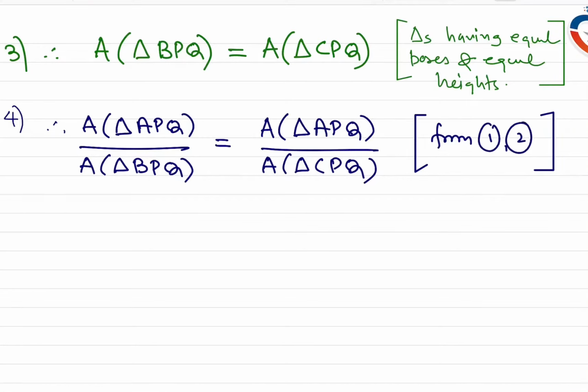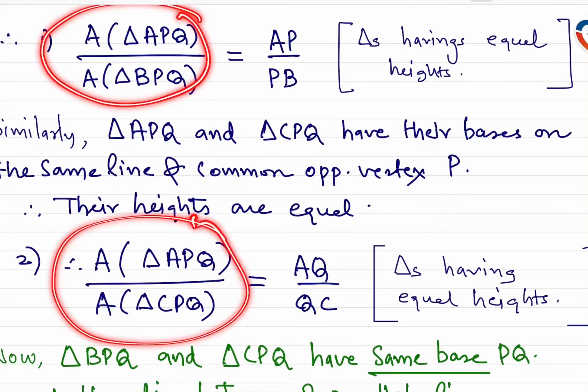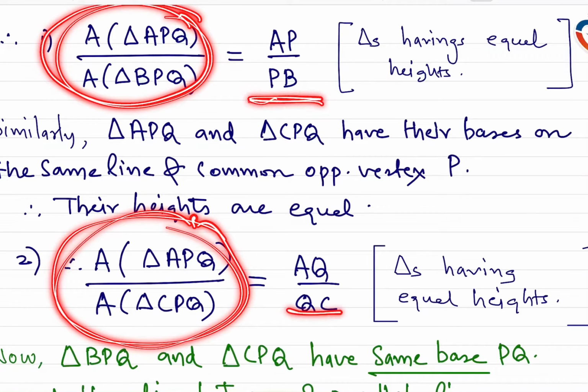From steps 1, 2 and 3, right? So in 1 and 2 the numerators were same and the denominator same in 3. So from 1, 2 and 3 you got APQ upon BPQ is equal to area of triangle APQ upon CPQ. So basically what you have proved is the whole left hand side of equation 1 and equation 2 are equal. Now whenever the left hand sides are equal, you can say the right hand sides are also equal.